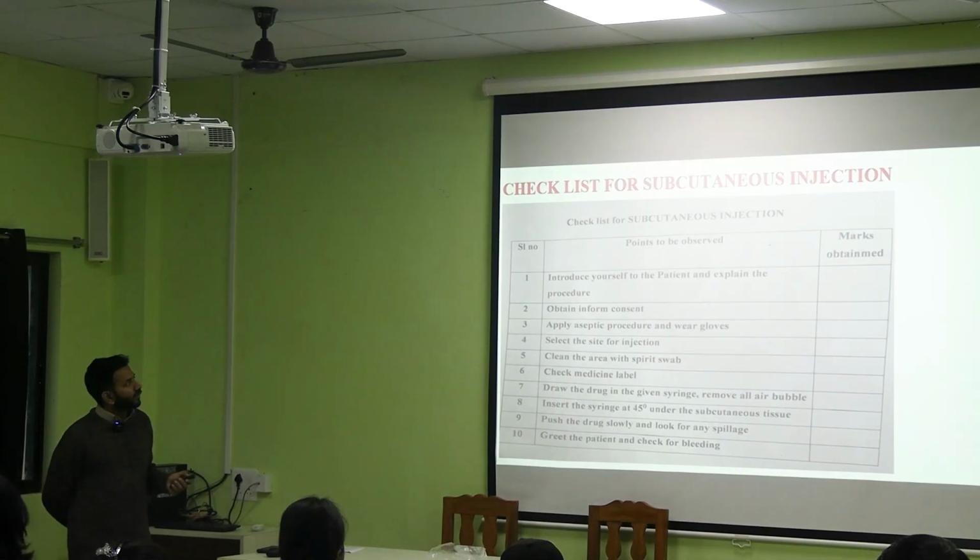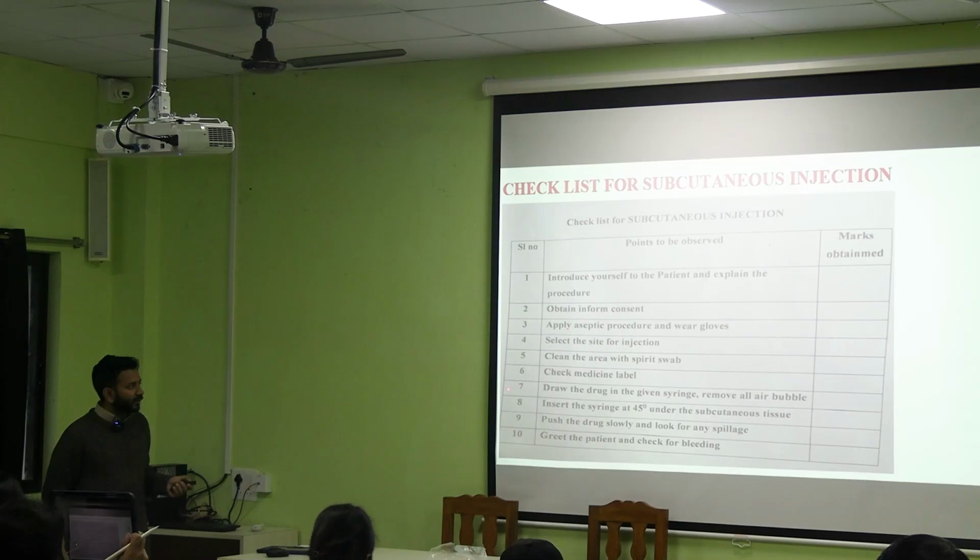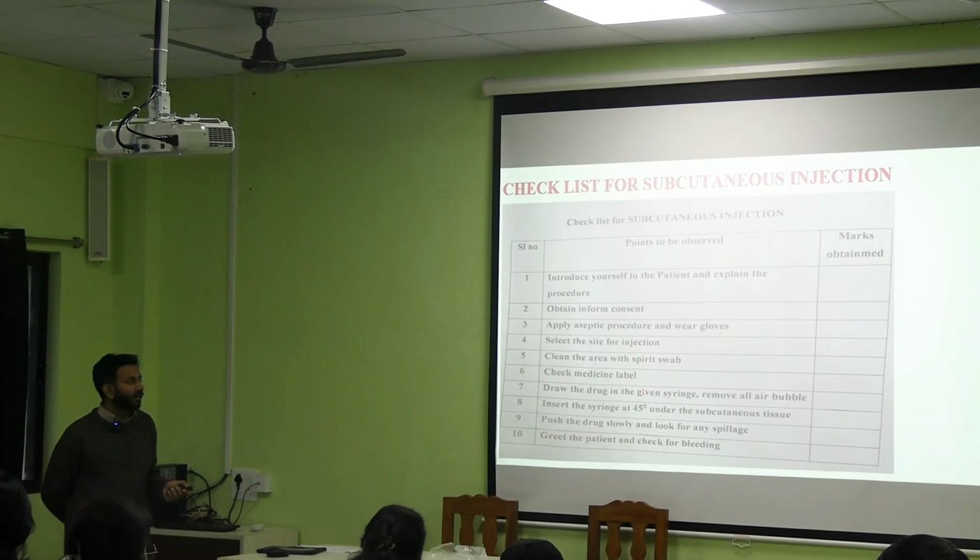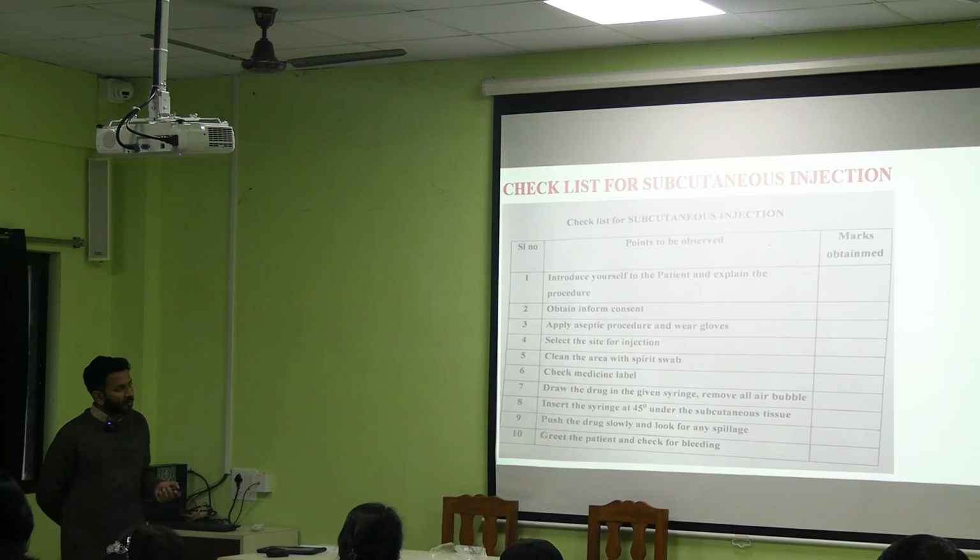Same checklist. You will be given marks for correctly doing all this. Introduce yourself to the patient first and explain the procedure. Obtain informed consent. Apply aseptic procedure and wear gloves. Select the site. Clean the area. Check the medicine label. Draw the drug in the given syringe. Remove all air bubbles. Insert the syringe at an angle of 45 degrees under the subcutaneous tissue. Push the drug slowly and look for any spillage. Then it's complete. Greet the patient and check for bleeding.